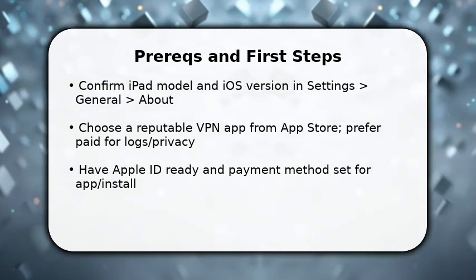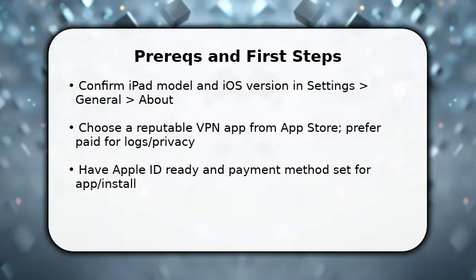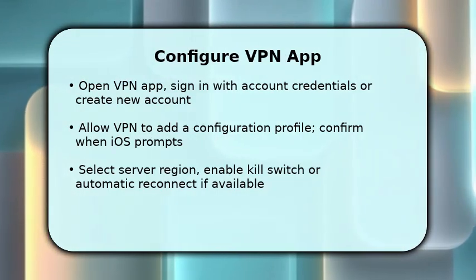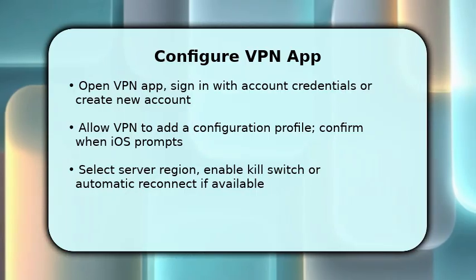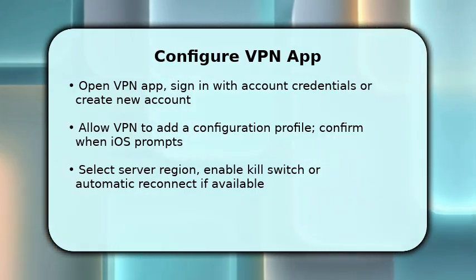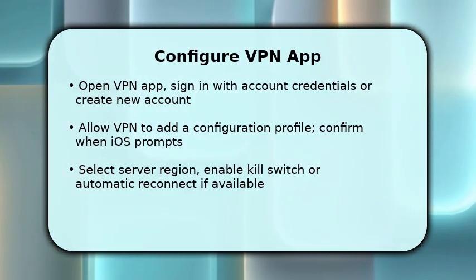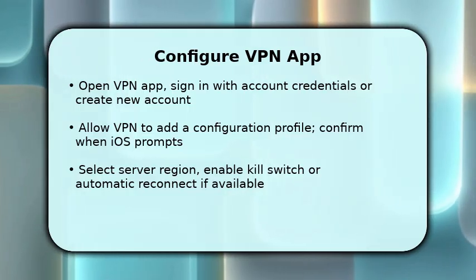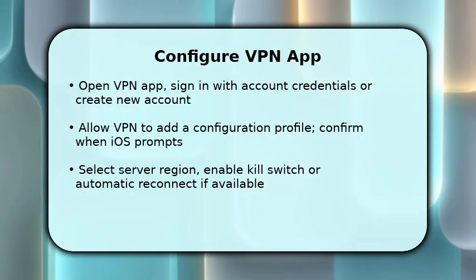You sign into the VPN app with your account or quickly create one if needed, and follow the in-app setup prompts. When iOS asks to add a VPN configuration, tap Allow and authenticate with Face ID, Touch ID, or passcode. This lets the app manage connections system-wide.